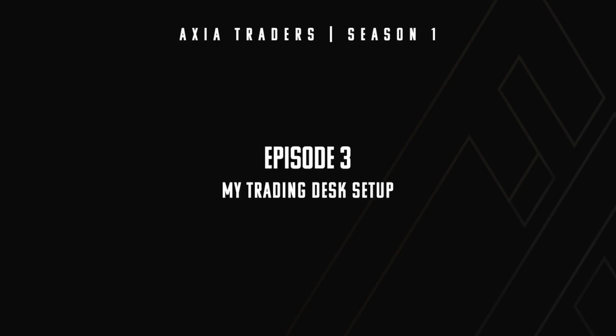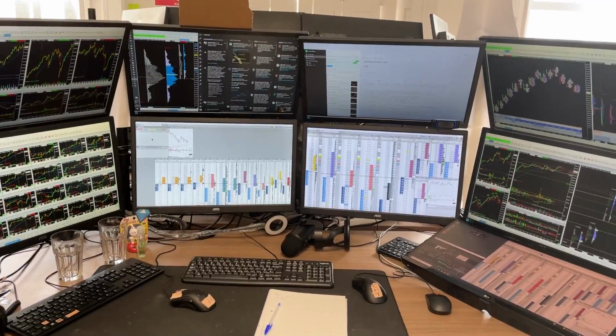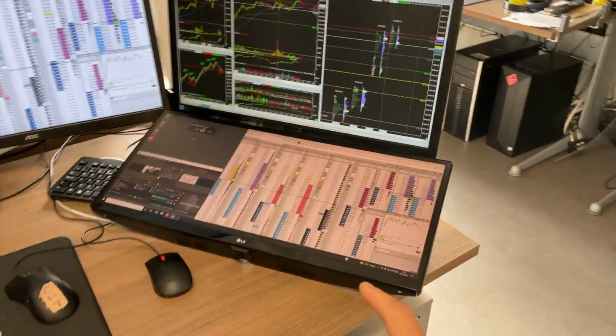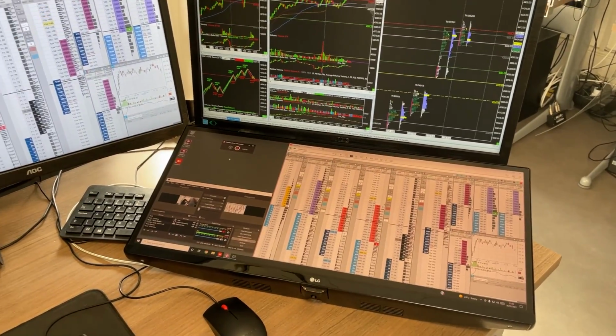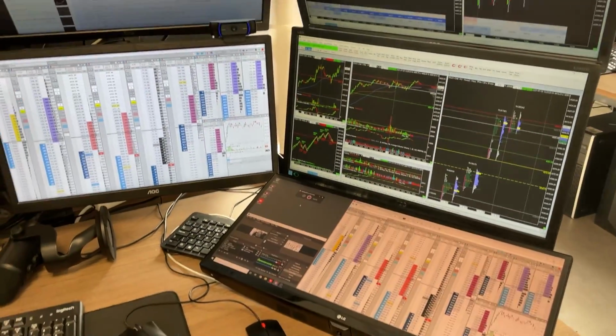Alright, so this is my desk. So basically I have 8 trading screens, and then this one down here which I use to record my screens for the vlogs. Alright, so let's work through them bit by bit.